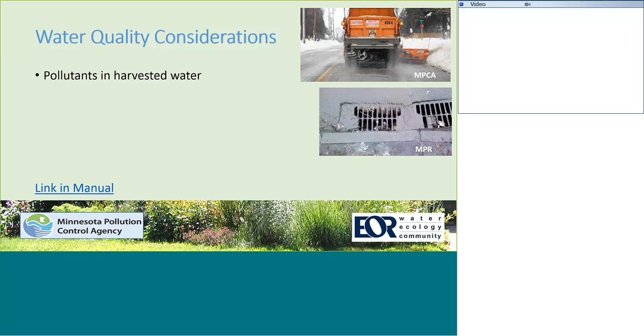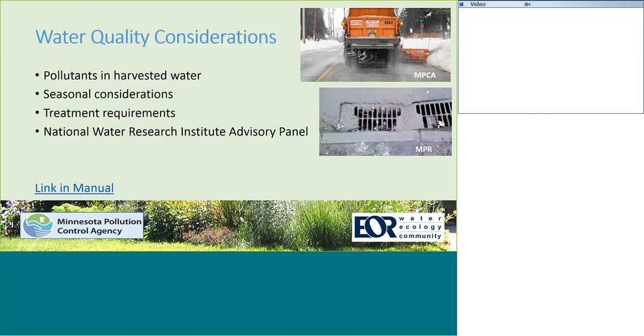There's a general description of pollutants in harvested water. This is covered pretty extensively in the manual as it is, so we're not going to spend time there. There are some seasonal considerations with changing water quality based on time of year, with salt runoff. We'll go through some of the treatment requirements. There's a National Water Research Institute advisory panel that has been utilizing lots of different states and universities and agencies all over the country, coming to some sort of consensus on how do we determine risk, how do we determine treatment requirements, and how do we figure out a way to think about those.